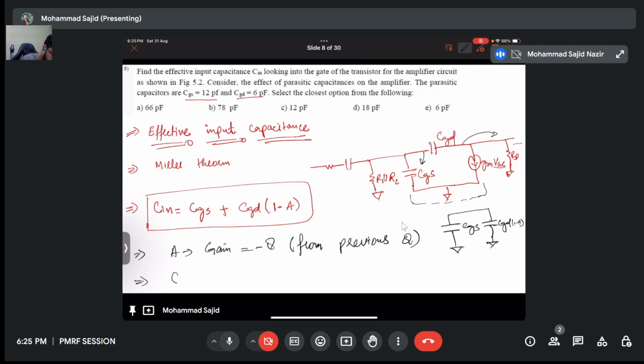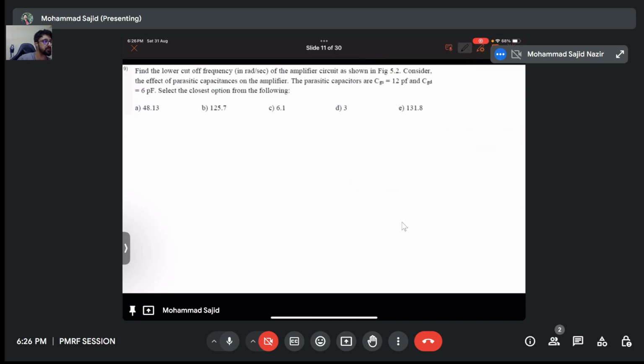So my C input, which is effective, will be CGS plus, for CGD, that is 6 picofarad times (1 minus 8, that is plus 8) 9. So calculate it, it comes out to be 66 picofarad. So this is your answer. We'll take a 2-3 minute break.